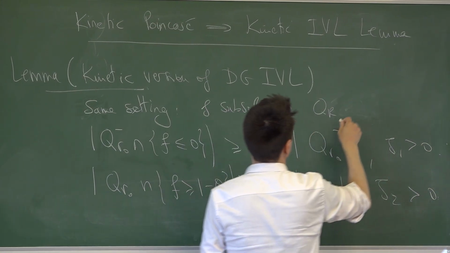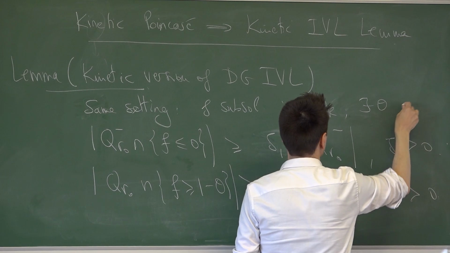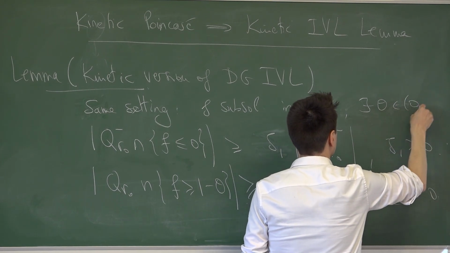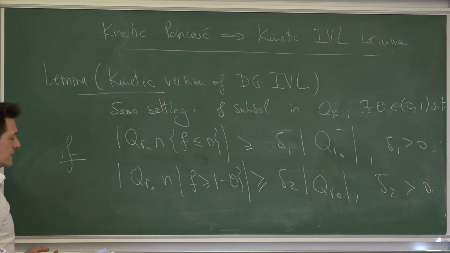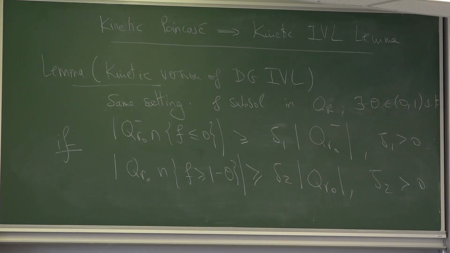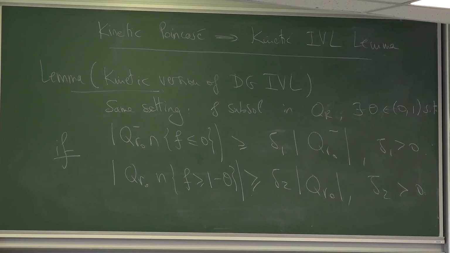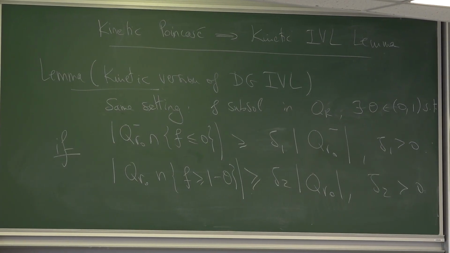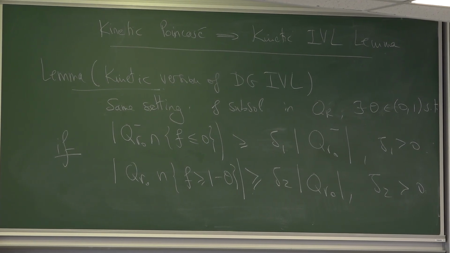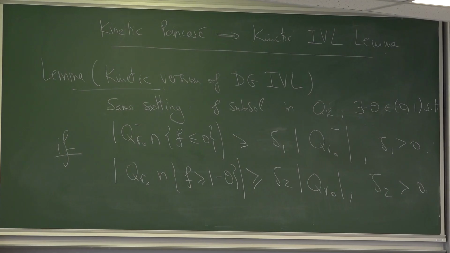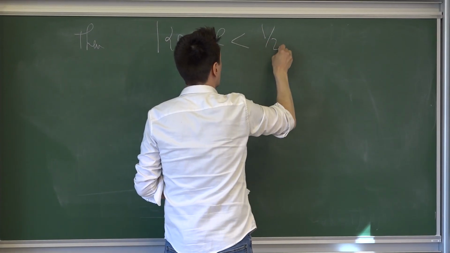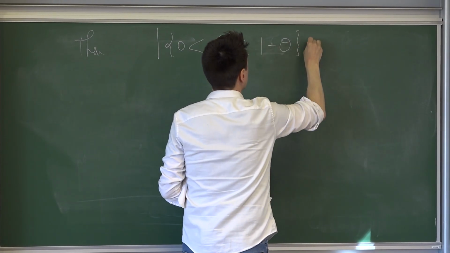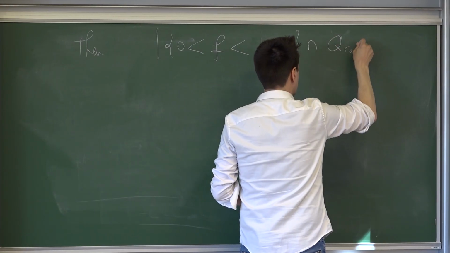The statement is that there exists theta so that if you have these things for two constants, then the region where f is between 0 strict and 1 minus theta strict in a cube in the future, but even smaller.